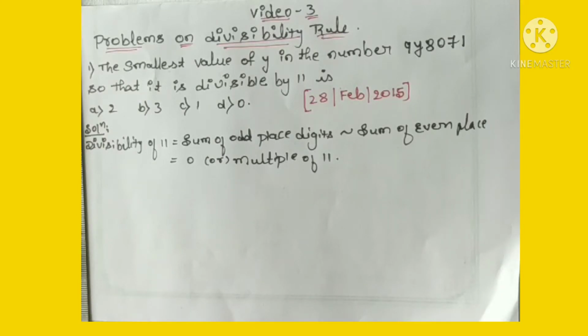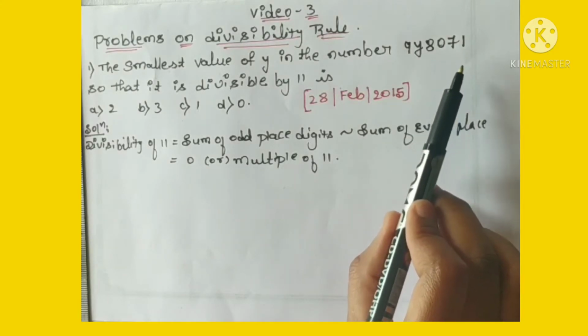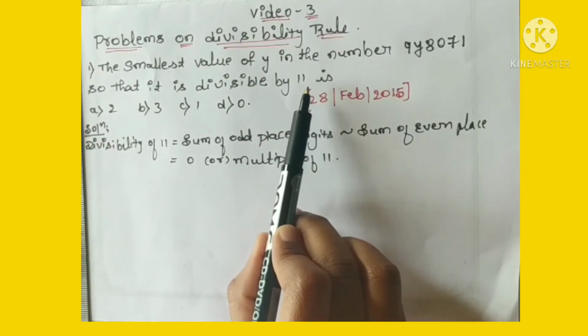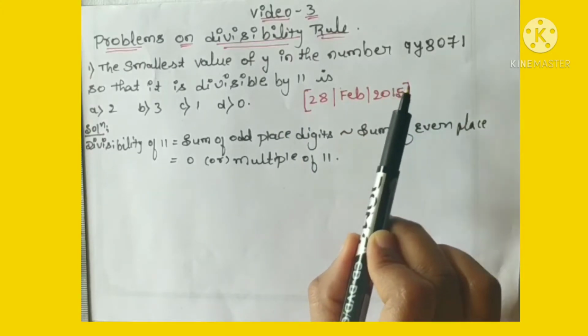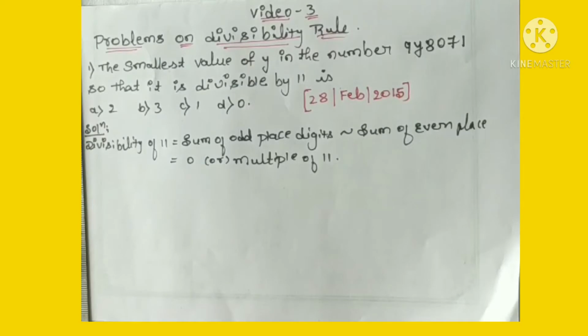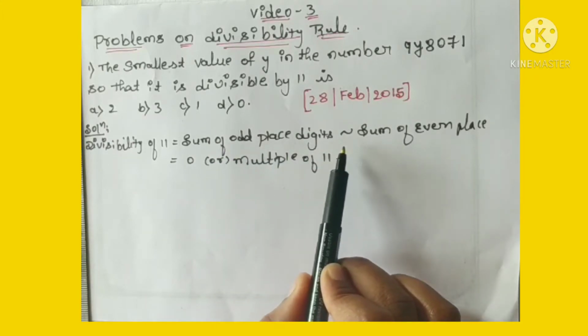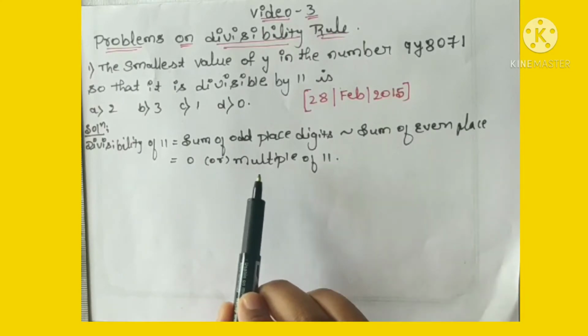What this question says is that they gave a number 9y8071 which is completely divisible by 11, and we have to find the smallest value of y such that this number is divisible by 11. For this, I recall the divisibility rule of 11. If you want, please go through my previous videos. The rule says the sum of odd place digits minus the sum of even place digits is equal to 0 or a multiple of 11.